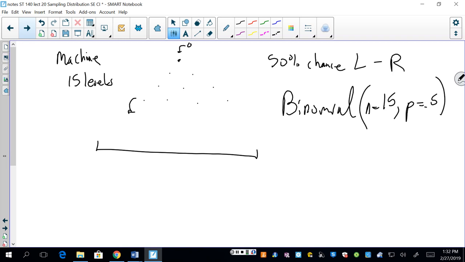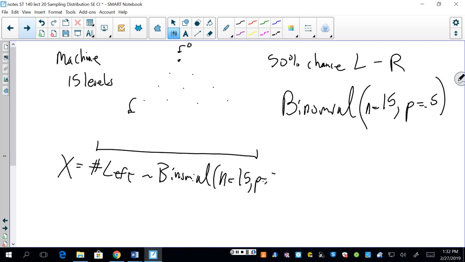So if we call x the number of times that it goes left, well, that will be a binomial random variable with n equals 15 and p equals 0.5. Or let's say the number of times that it goes right. That will make the picture look a little bit better. You can do it either way, left or right.